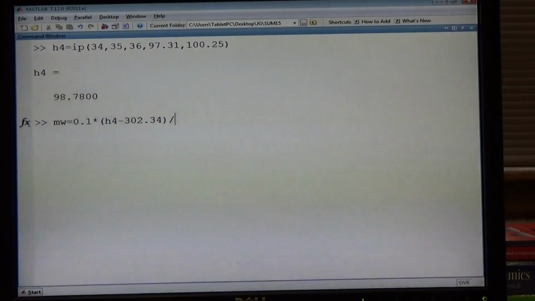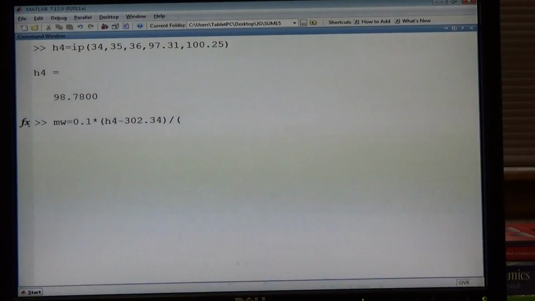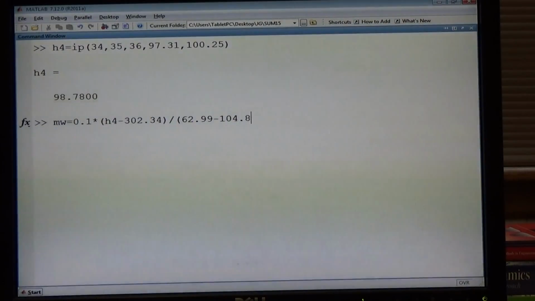Then we divide that by H1 minus H2. So H1 was 62.99 minus H2, which is 104.89. That means our mass flow rate of water is about 0.486 kilograms per second.